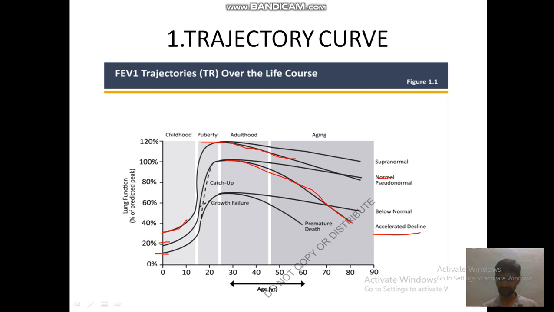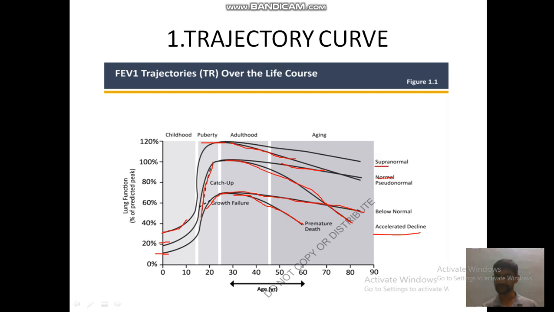Some babies, even though they have low lung function, catch up. They catch up during puberty because of improved nutrition, improved physiotherapy, adequate medications. They catch up and they can have a normal trajectory curve. Understood? Some babies have growth failure and below normal lung functions, and such persons are more prone to COPD. And some babies, because of fetal lung malformations, smoking, nutritional deficiency, post tubercular sequelae, or pollution, will have a severe accelerated decline and can have premature death.